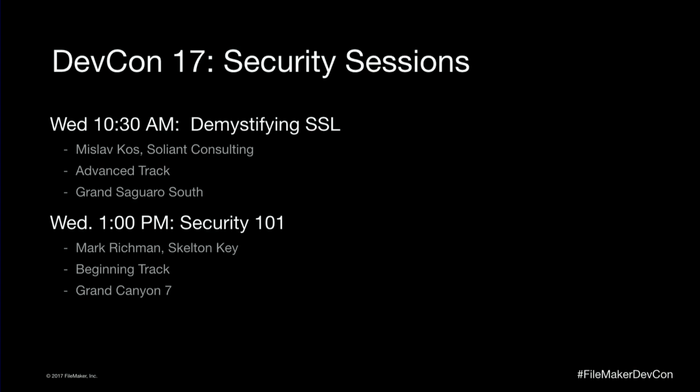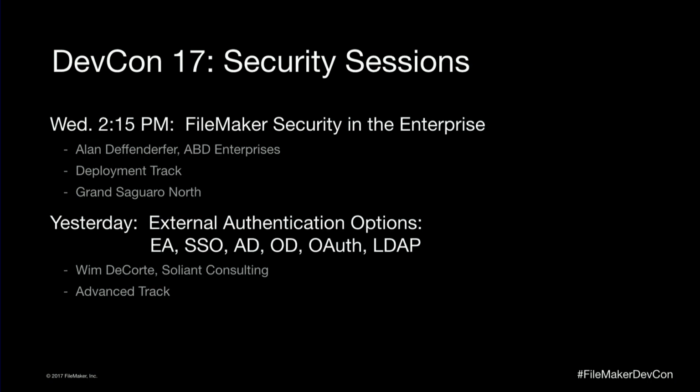But session resources: there are 2 more security sessions coming up today. Demystifying SSL is next. A coworker of mine, Mislav Kos with Soliant, is doing it. It's about SSL. That's part of it: if you're going to turn on Azure, you've got to use SSL, and you've got to know how to do that. Also, there's a basic one. So if you were like, holy crap, what is all this stuff you're telling me? Maybe go to the basic one at 1 o'clock this afternoon by Mark Richmond, The Skeleton Key is wonderful. And FileMaker Security in the Enterprise is another great session. That's later today.